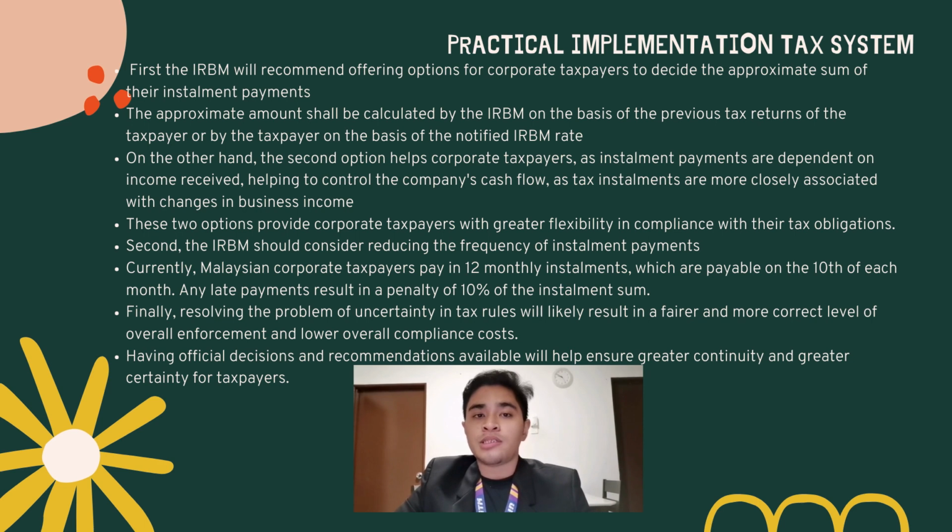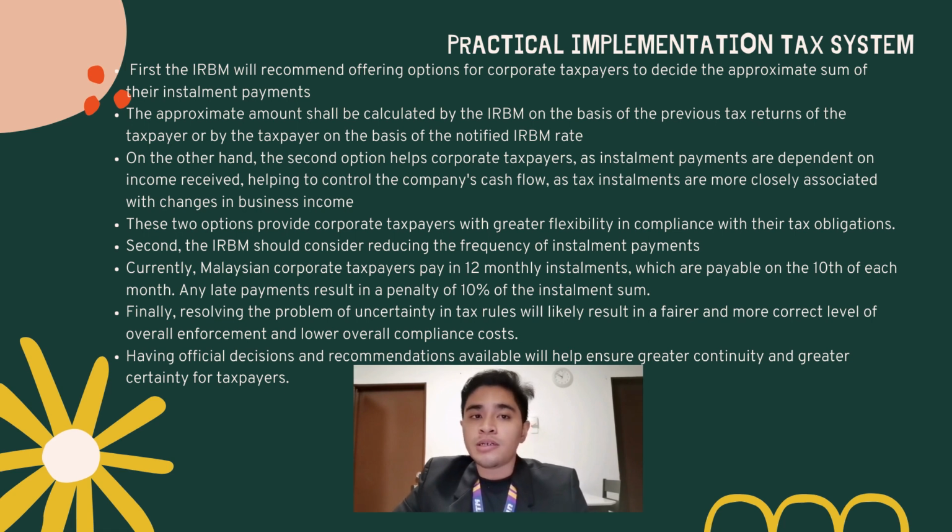Second, the IRBM should consider reducing the frequency of installment payments. Currently, Malaysian corporate taxpayers pay in 12 monthly installments, which is payable on the 10th of each month. Any late payment results in a penalty of 10% of the installment sum. This proposal remains a viable choice which, if implemented, will make it much simpler and more effective for tax auditors to conduct their duties, since they will be familiar with the frameworks used by taxpayers.